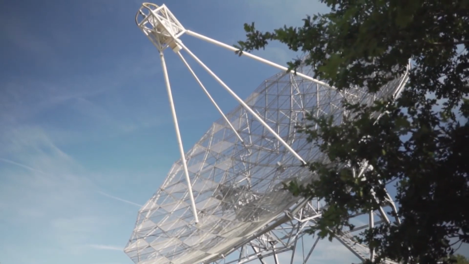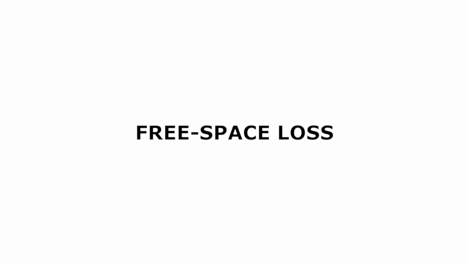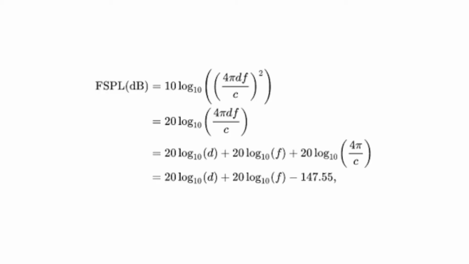Naturally, there are far greater losses. For LOS microwave, we encounter free space losses, possibly as high as 145 decibels. In the case of a satellite with a range of 22,300 miles, operating on 4.2 GHz, the free space loss is 196 decibels, and at 6 GHz, 199 decibels. At 14 GHz, the loss is about 207 decibels.